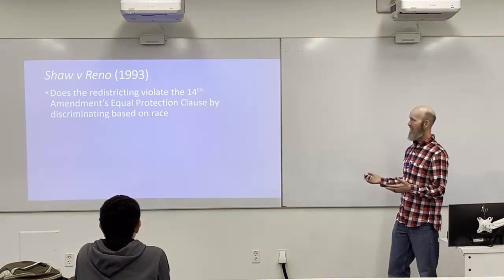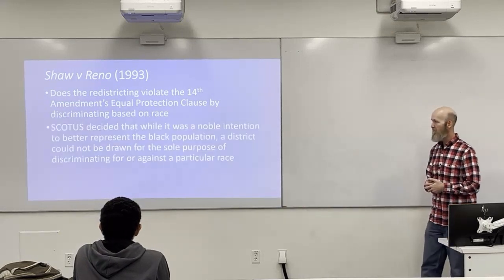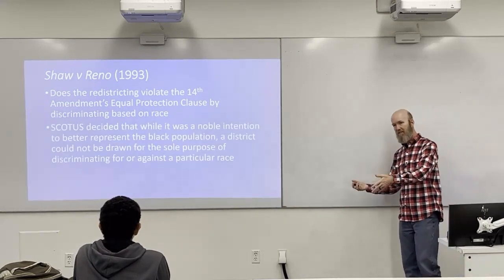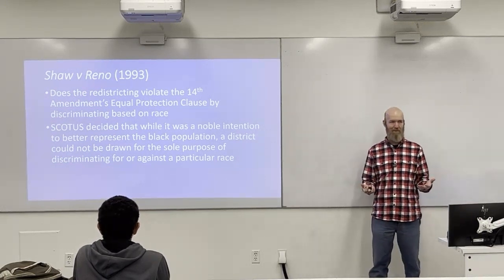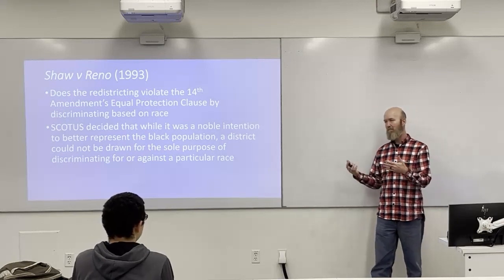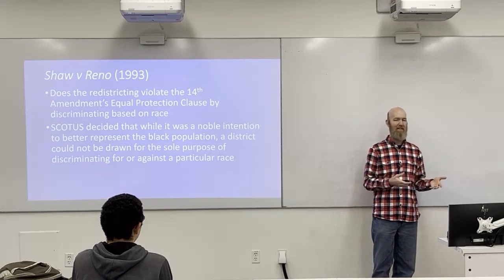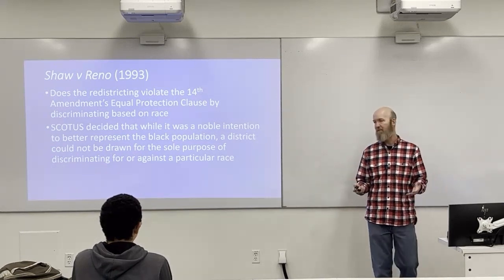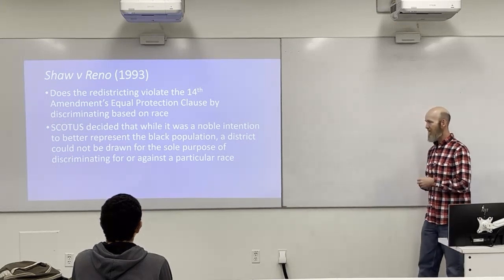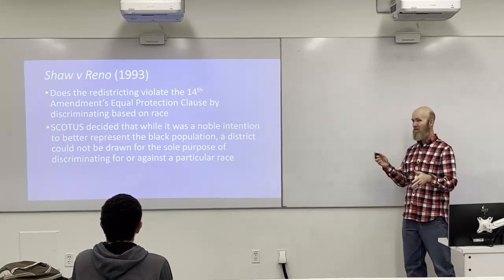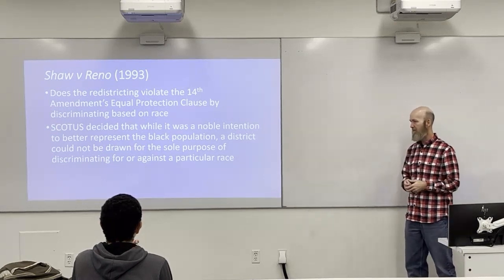Does redistricting violate the 14th Amendment Equal Protection Clause in this case? The Supreme Court decided that while it's a good intention to give proportional representation to black people, you can't make being black the sole condition of the drawing of the district, because again, then you're making race the issue. So in this case, the maps had to be redrawn. So you can draw maps in all sorts of ways, but you can't make districts primarily for racial issues.